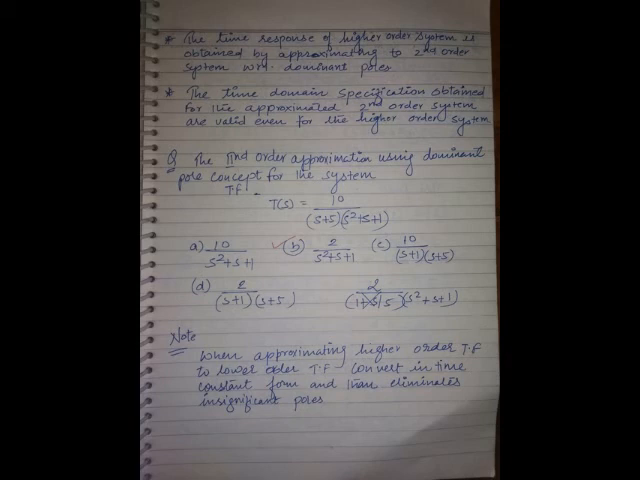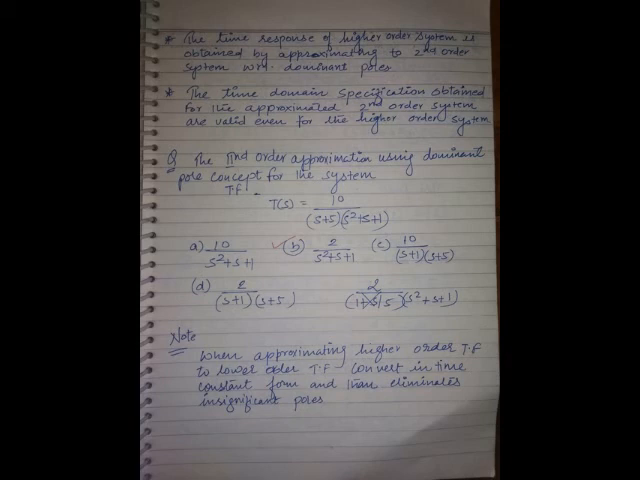Percentage MP should be greater than 15% and less than 30%. Greater than 15% means it cannot be less than 15, so the cutoff value on the lower side is 15. Less than 30% means it cannot be more than 30, so the cutoff value on the higher side is 30. For percentage MP equal to 15%, MP value is 0.15. e power minus zeta pi by root 1 minus zeta square is 0.15. Calculate zeta value, it comes out to be 0.55. We know that theta is cos inverse of zeta, cos inverse of 0.55. From this you get the value of theta as 57.